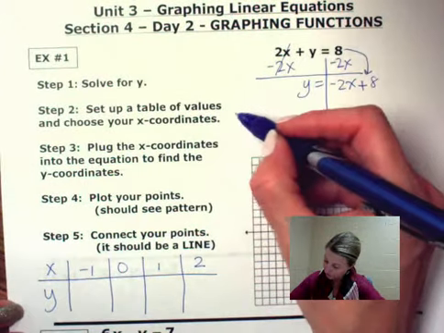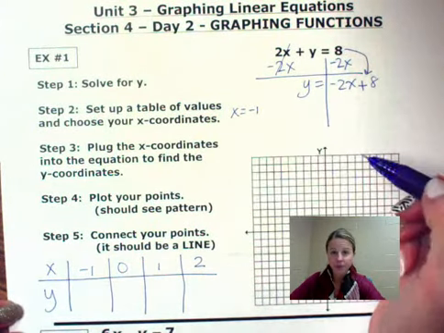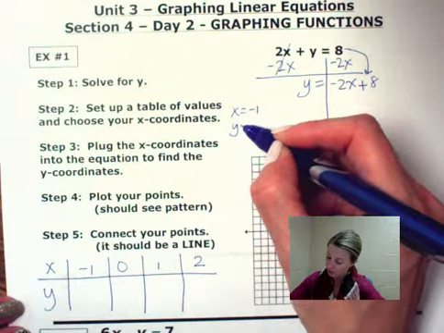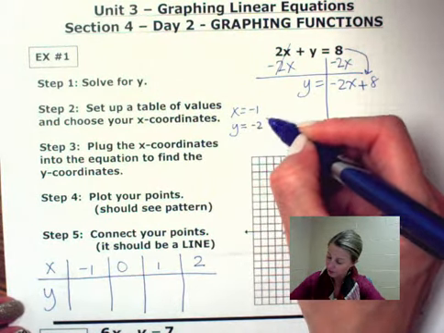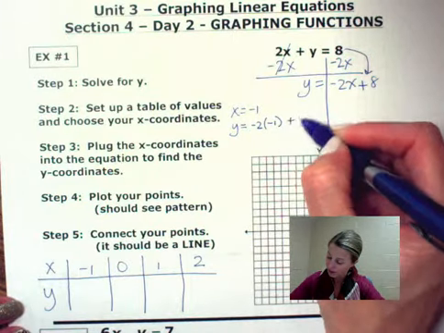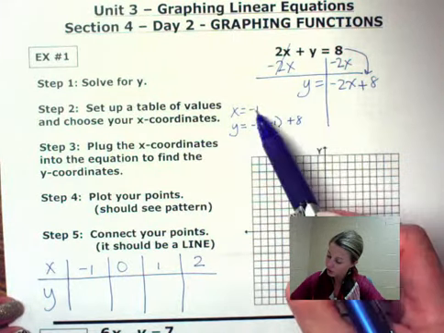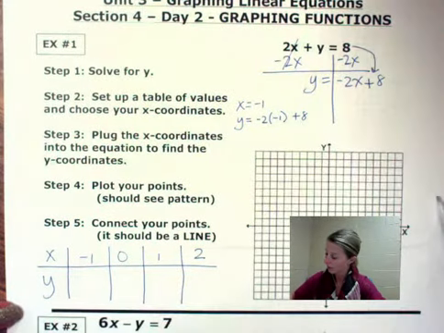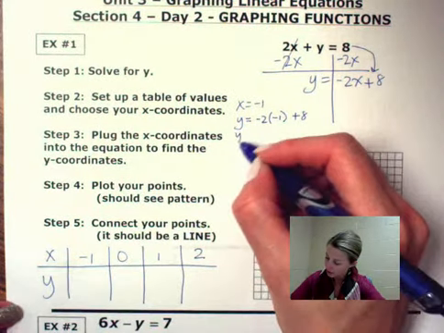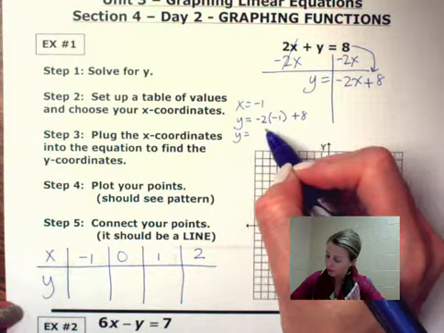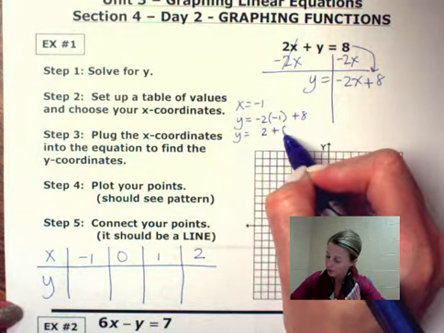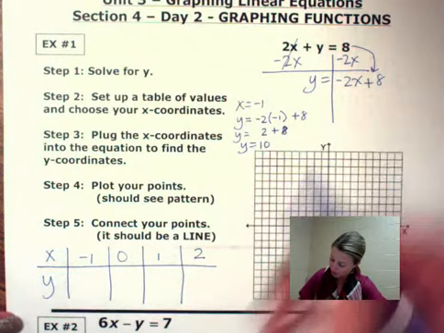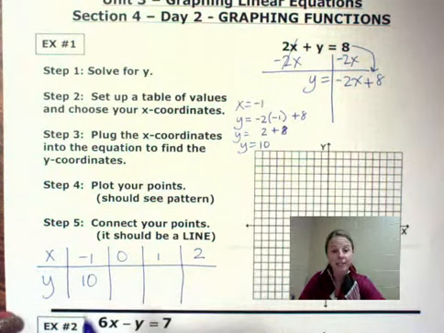So I'm going to first work with x equals negative 1. So when I do that, I'm going to plug in to the equation. So y is going to equal negative 2 times negative 1 plus 8. So I took this equation and I substituted in my x right here. So I'm going to simplify. So I am going to do negative 2 times negative 1 is positive 2 plus 8. And so positive 2 plus 8 is 10. So when x is negative 1, y is 10.